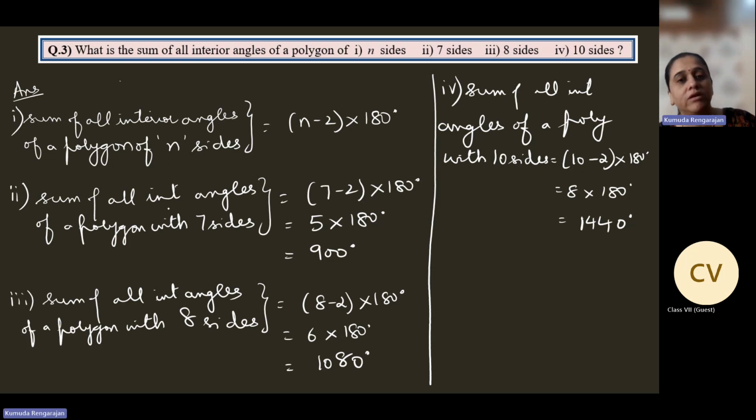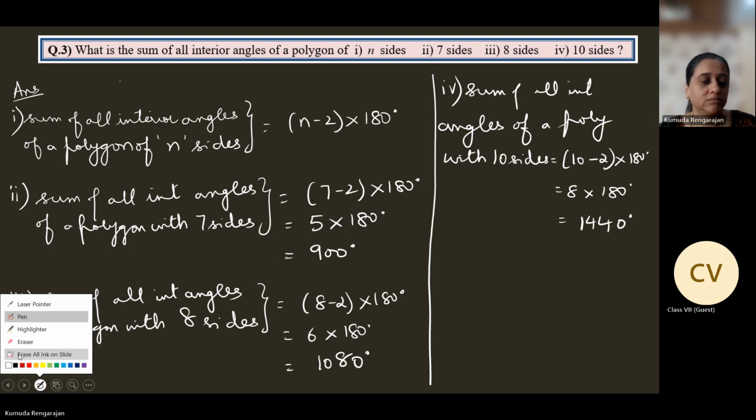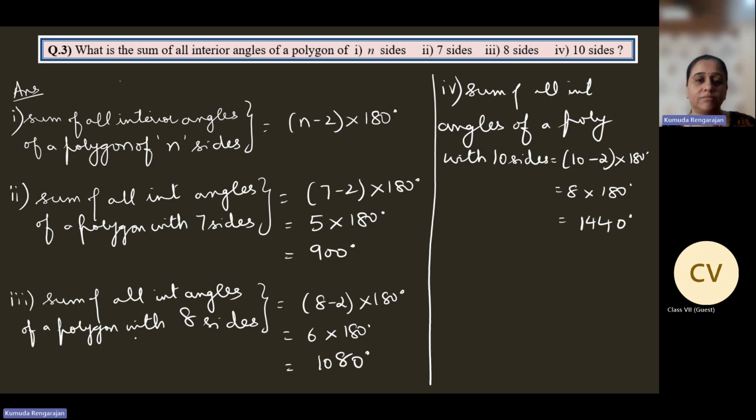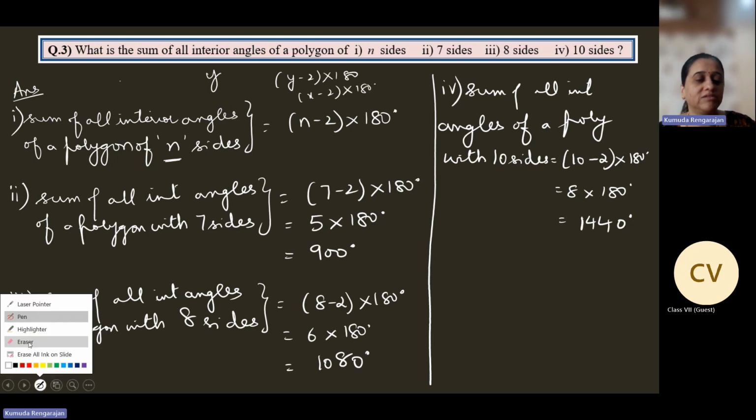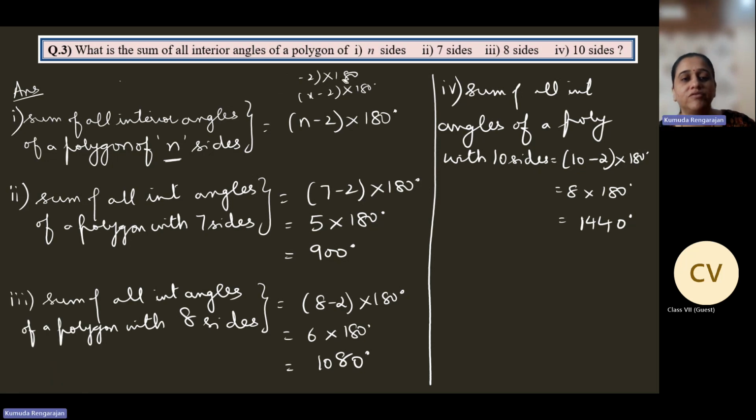So the question is to find the sum of all the interior angles of a polygon of n sides, 7 sides, 8 sides, and 10 sides. You know the formula is n minus 2 into 180. A polygon with n sides will be n minus 2 into 180. A polygon with y sides will be y minus 2 into 180. A polygon with x sides will be x minus 2 into 180. Whatever is the number of sides, minus 2 into 180. Okay.